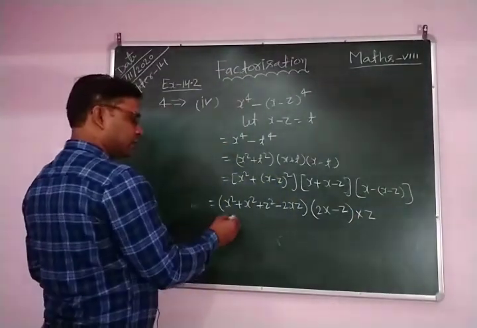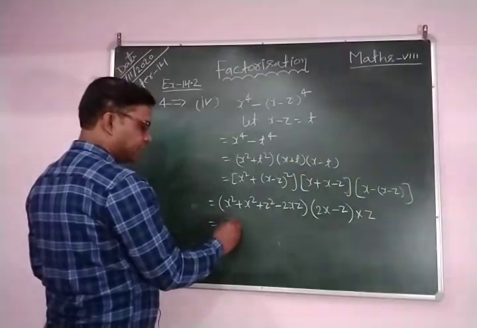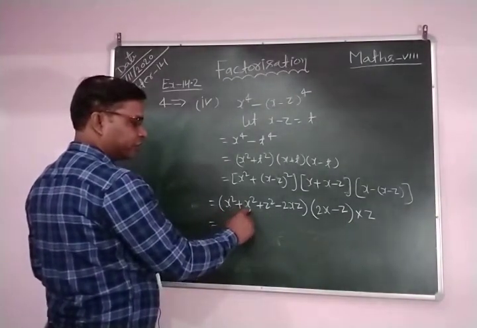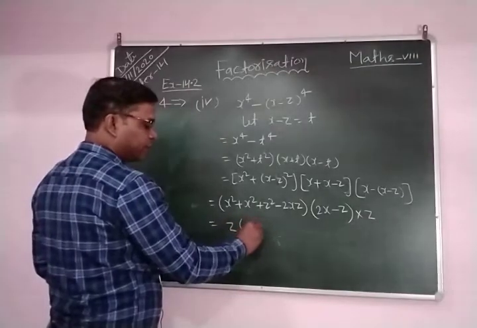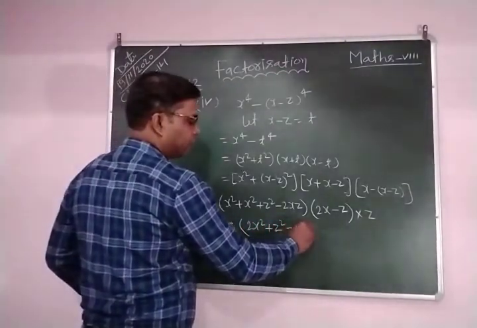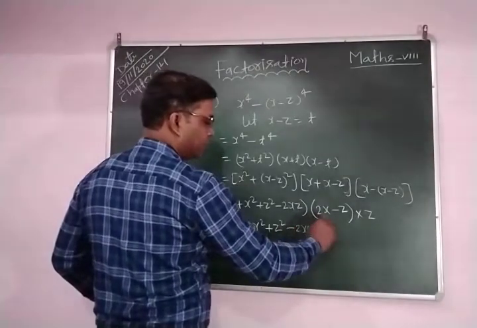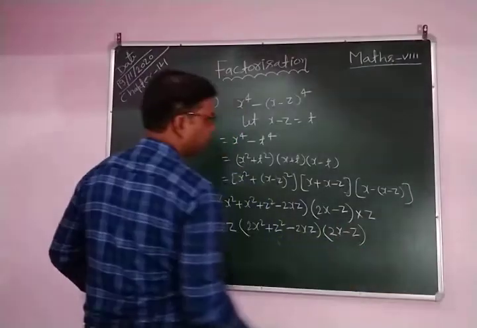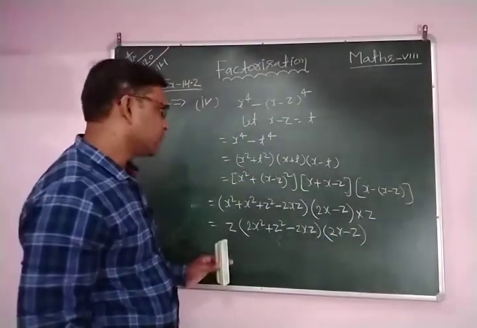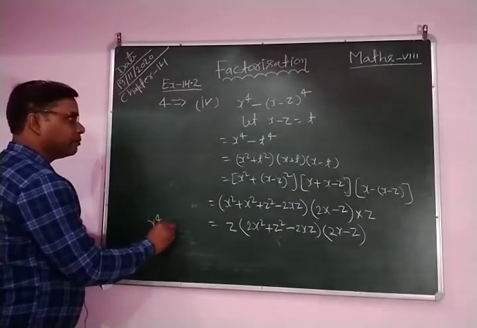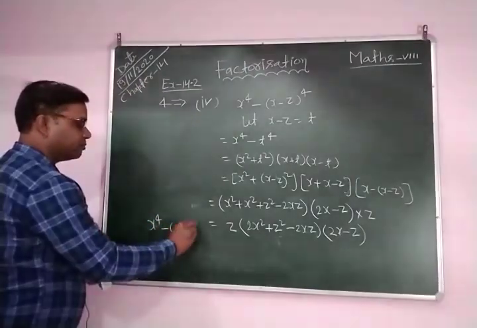Clear? So here you can see we first write z here, and in this bracket x square plus x square becomes 2x square plus z square minus 2xz, into here 2x minus z. Okay, so in this way you can find the factors of x power 4 minus x minus z power 4.